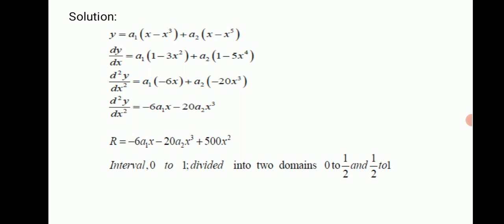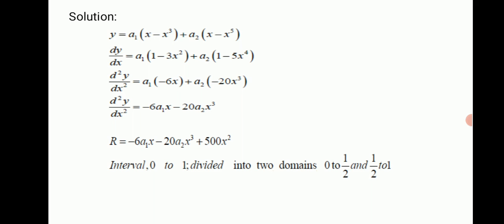So the solution is y equals a1 (x minus x cube) plus a2 (x minus x power 5). That is the trial function. Same as the first problem, we want to differentiate dy by dx with respect to x. That is a1 into (1 minus 3x square), because when we differentiate the x term we get 1, and when we differentiate x cube we get 3x square. Then plus a2, the same: differentiating x gives 1, and differentiating x power 5 gives 5x power 4.